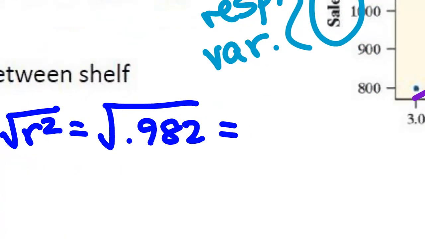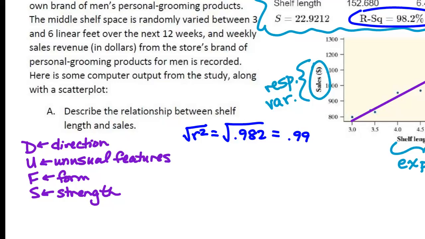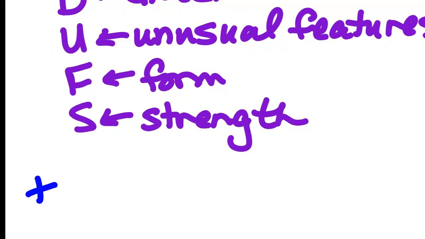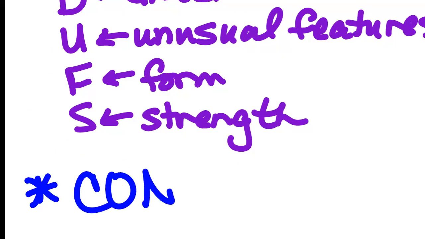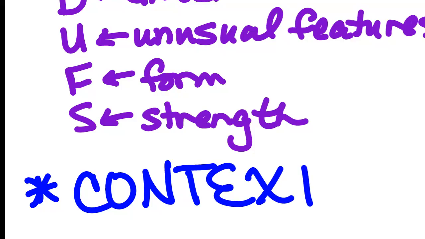I got 0.99. I didn't write this down, but always, always, always get your context in there.